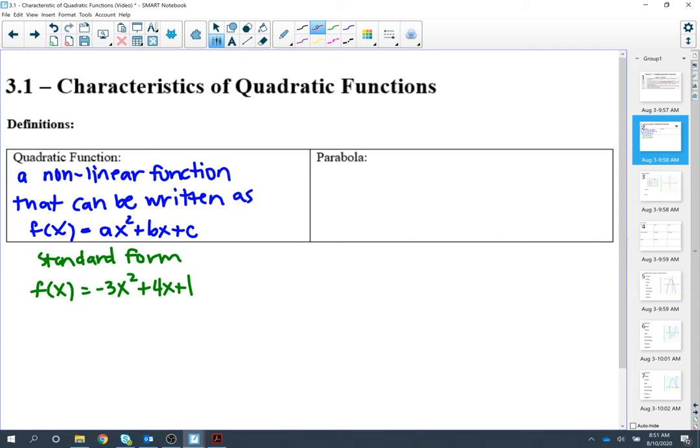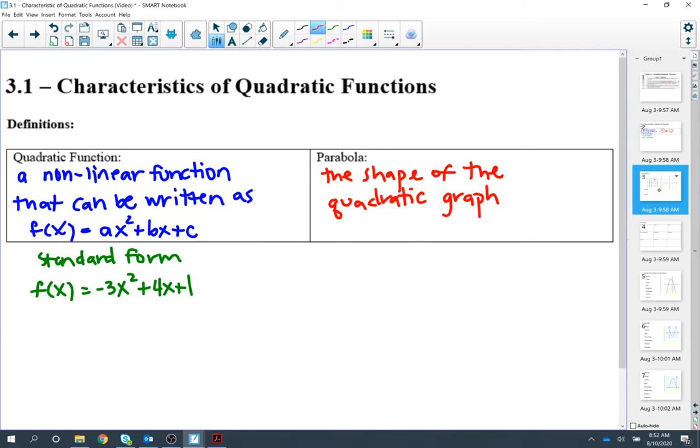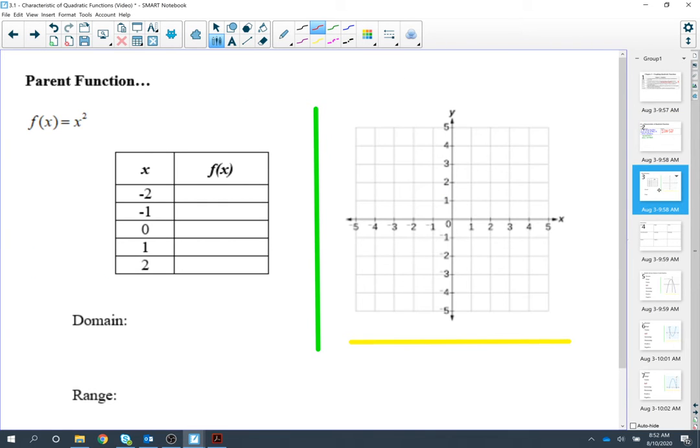Now, a parabola is the shape of the quadratic graph. Okay, and on our next slide, we're going to look specifically at what that parabola looks like. But if we use the word parabola, we're just talking about the shape that the graph makes. Kind of like a linear graph makes a line, a quadratic graph makes a parabola. So let's take a look at what we call our parent function.